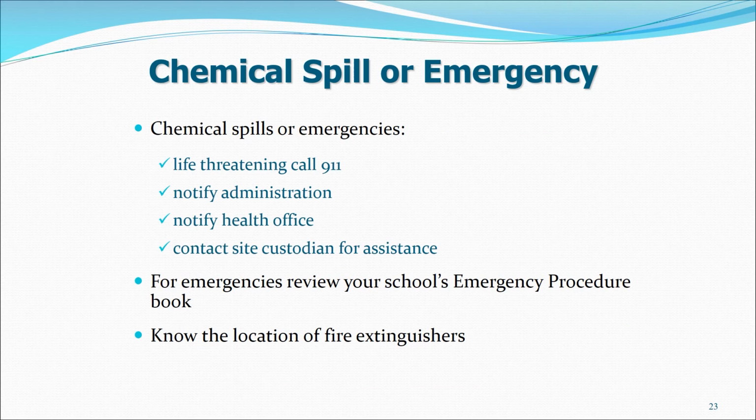For chemical spills or for an emergency, call 911 if the situation is life-threatening, and notify the site administrator. For medical attention or medical emergencies, notify the school health office for assistance. Have the office notify the site custodian for chemical cleanup assistance, and if evacuation is necessary, follow your school's emergency plan. Review your school's emergency procedures book in the office to assist emergency responders if needed. Also, know the location of fire extinguishers.